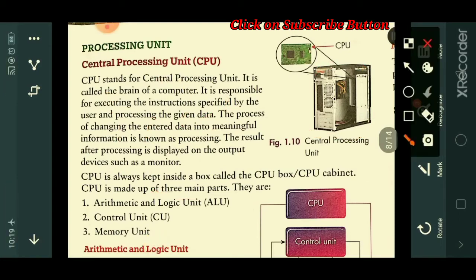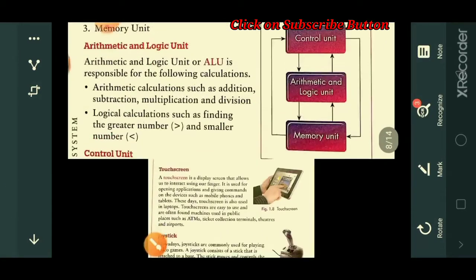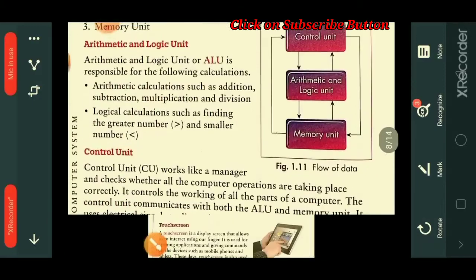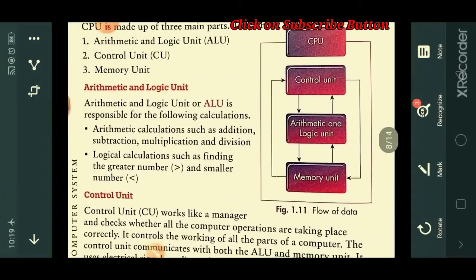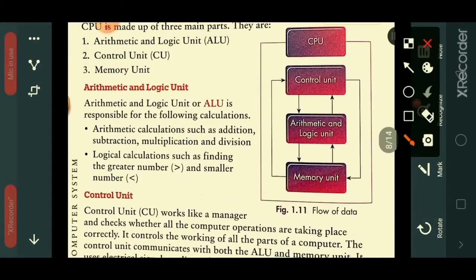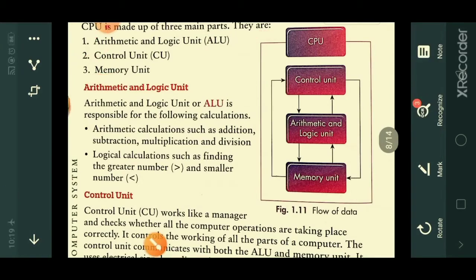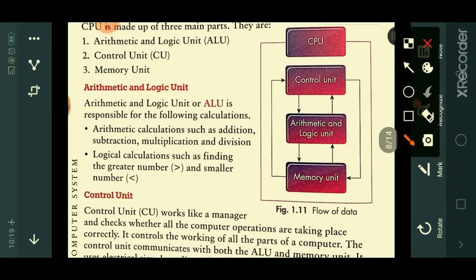What is the first part here? The first part is ALU, the arithmetic and logic unit. The second part is the control unit. The third part is the memory unit. Now one by one we will study them in depth.